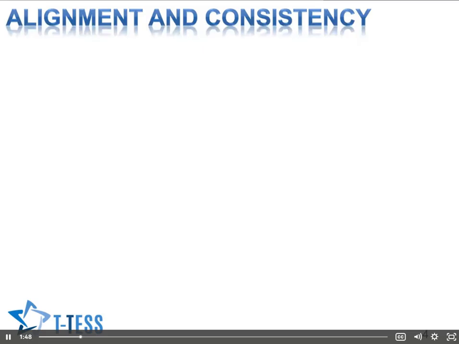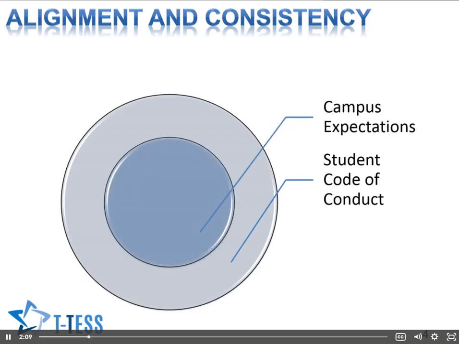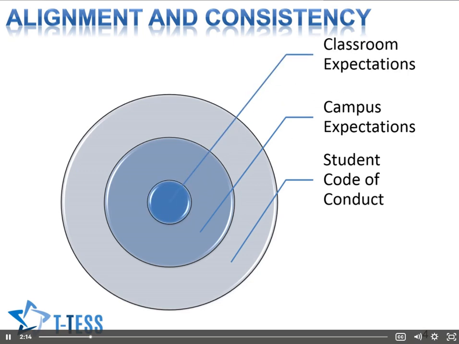It is also important to note the alignment and consistency of behavior management plans within the system. The overall driver that communicates to all stakeholders the expectations for behavior is the Student Code of Conduct, which is generally adopted at the district level. The campus expectations for student actions are tied to the Student Code of Conduct. Likewise, classroom expectations are also aligned to both the campus expectations and the Student Code of Conduct.